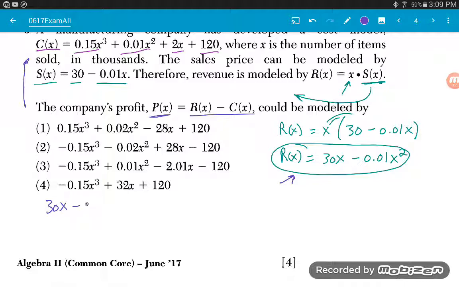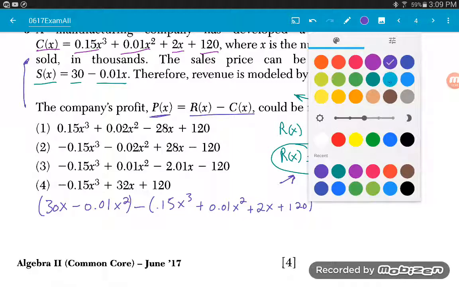30x minus 0.01x squared minus 0.15x cubed plus 0.01x squared plus 2x plus 120.